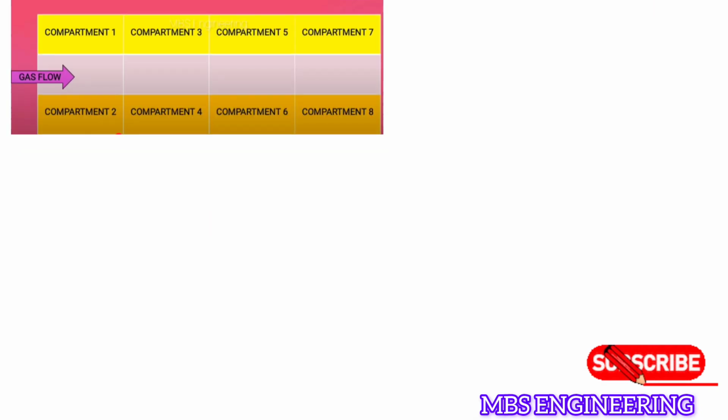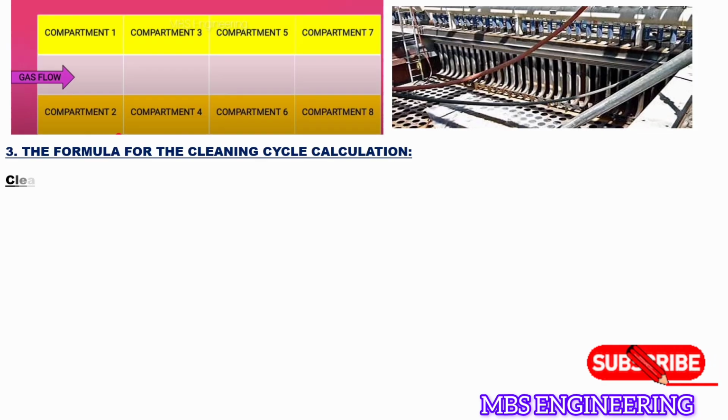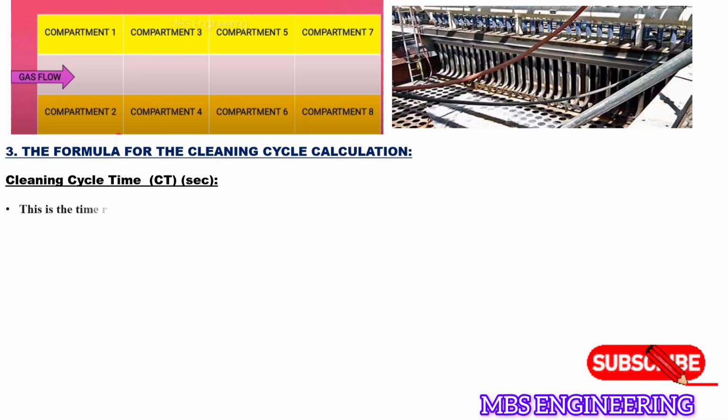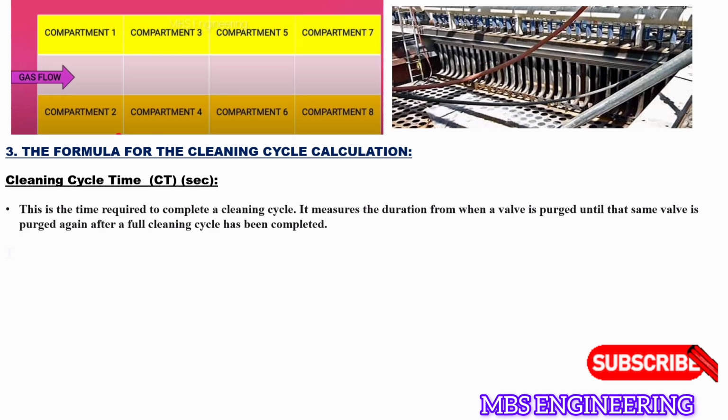Next, we will learn and understand the formula for the cleaning cycle calculation. The cleaning cycle time, CT, is measured in seconds. This is the time required to complete a cleaning cycle. It measures the duration from when a valve is purged until that same valve is purged again after a full cleaning cycle has been completed. The following formula is used to calculate the cleaning cycle time in seconds.